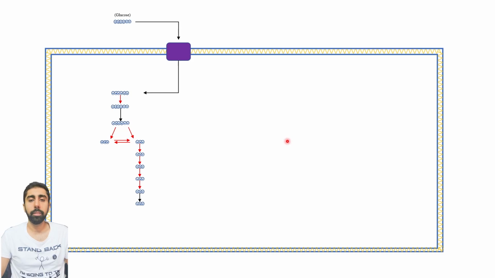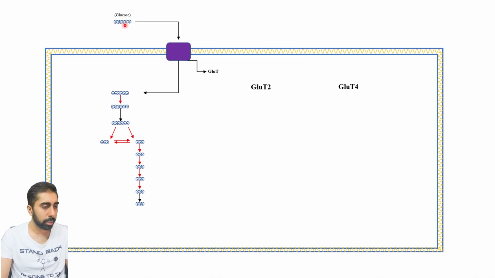Hello everyone, today we're diving into cells to talk about an important pathway about glucose. It's glycolysis. This is our glucose molecule, our 6-carbon glucose molecule: 1, 2, 3, 4, 5, 6. Whenever glucose wants to enter the cell, it requires something to transport it into the cell.